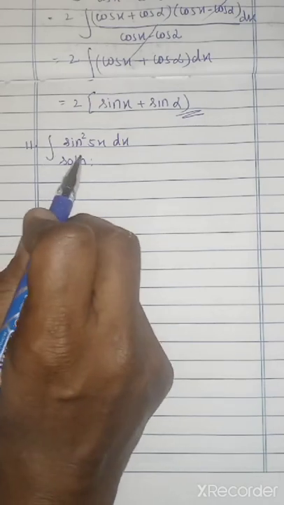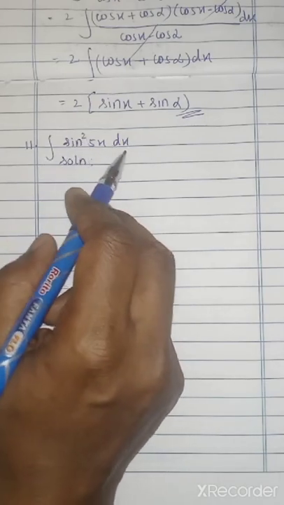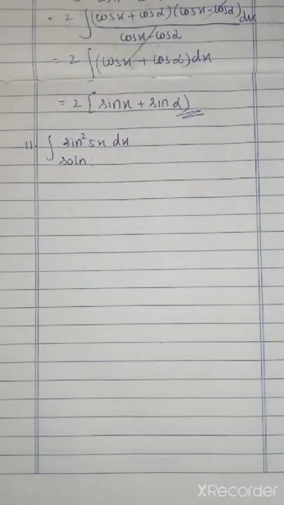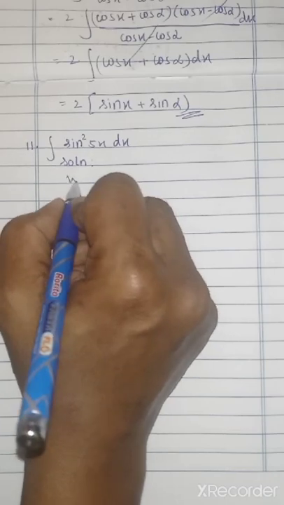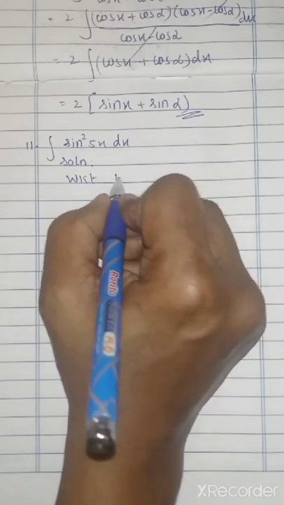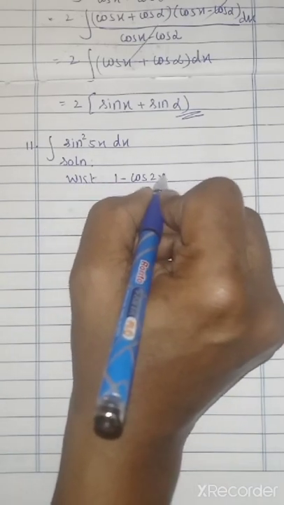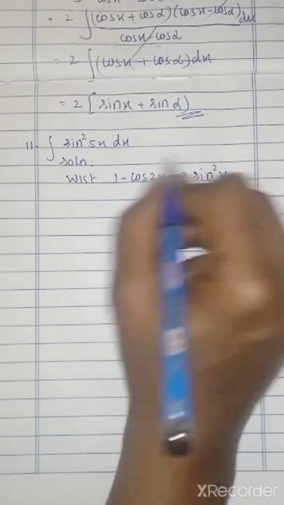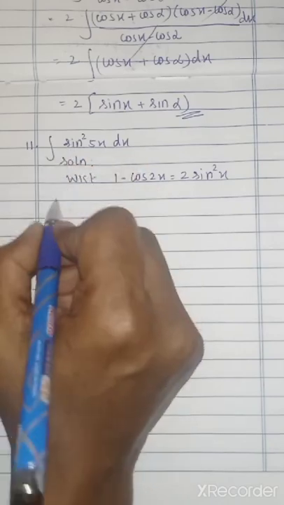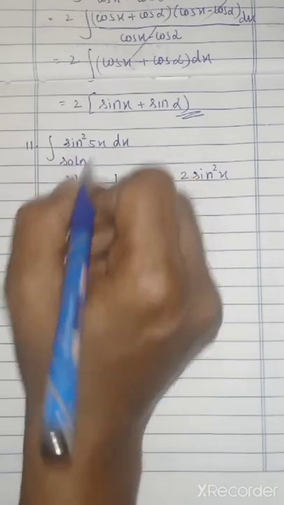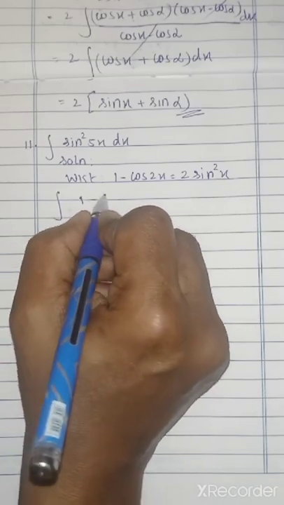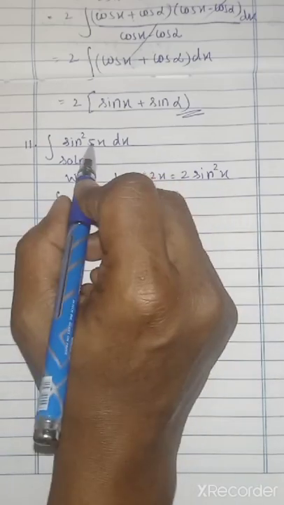Now take the 11th problem, integral of sin square 5x dx. Here we can use the trigonometry formula. We know that 1 minus cos 2x equals 2 sin square x. This formula we are going to use. So instead of sin square 5x dx, we can take the 2 to this side.